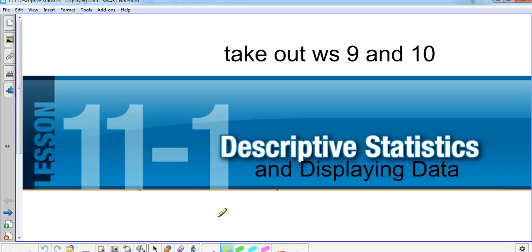This is worksheet 9 and 10, and you need a graphing calculator. We're going to do box and whisker plots, and we're going to do histograms on the calculator today. And because of the homework check, I'm going to start out right away.